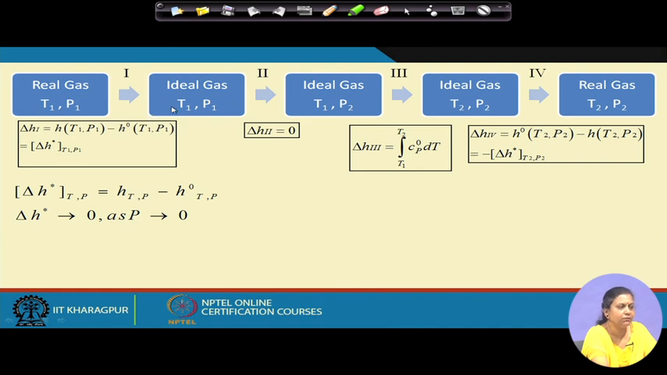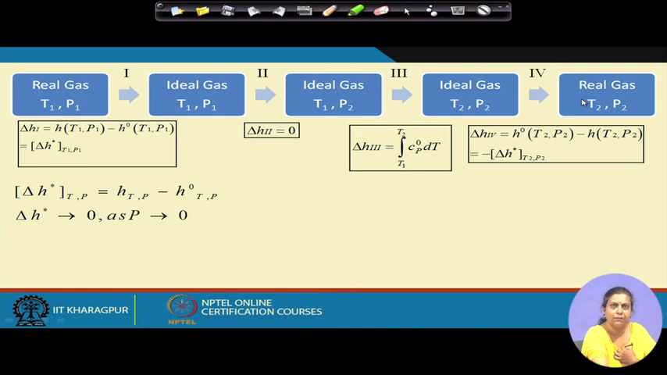We take it from T1 P1 to T2 P2, and after that we convert this ideal gas to the real gas at T2 P2. So all these intermediate conversions, paths 2 and 3, are very well known and very easily computed. The only hitch for the entire problem was to execute path 1 and to execute path 4.